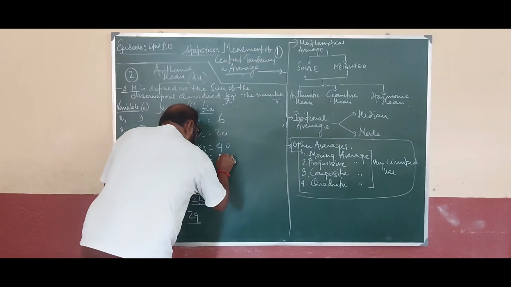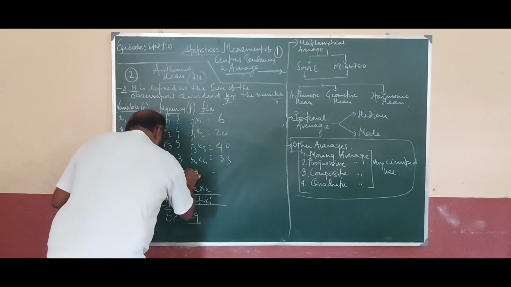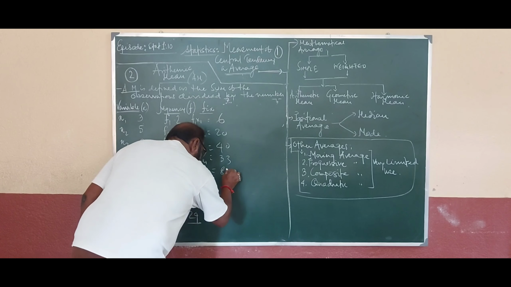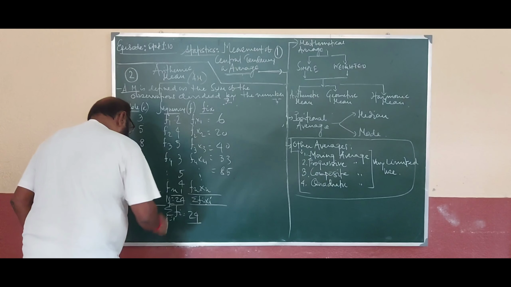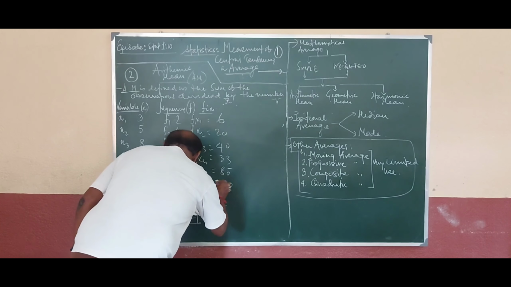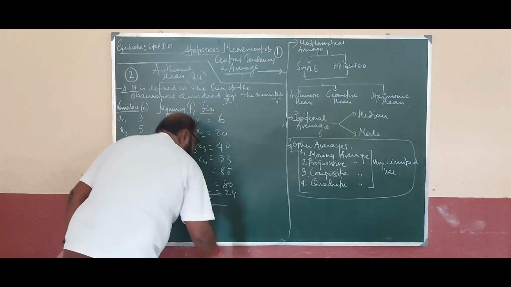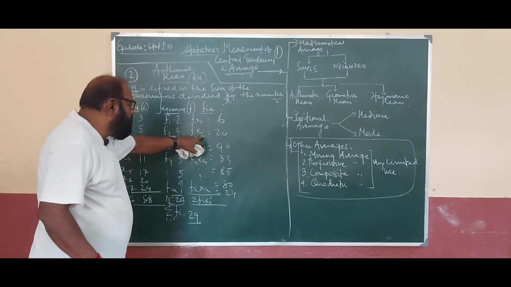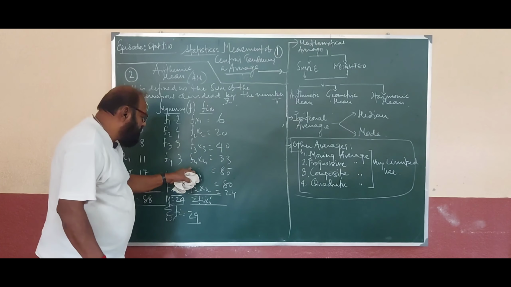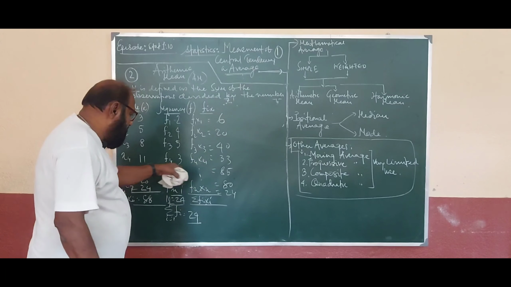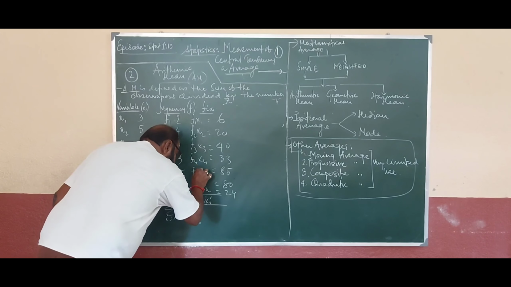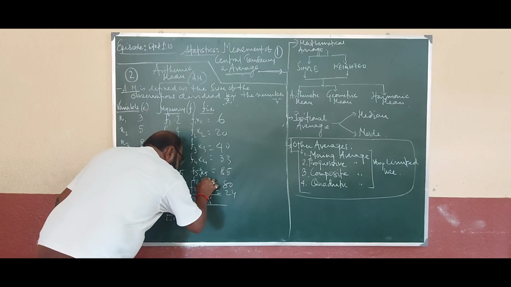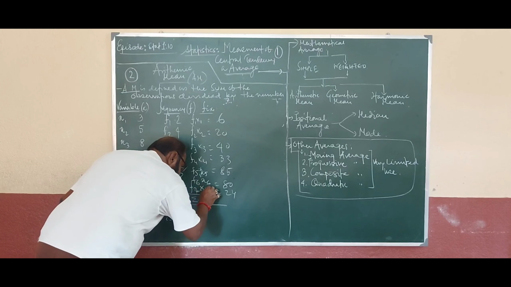11 into 3, 33. Okay. Now say 5 into 17 into 5, 85. 4 into 20, 80. And 1 into 24 is 24. So what we get? We get f1 x1 this much, f2 x2 this much, f3 x3, f4 x4, f5 x5, f6 x6, f7 x7. Okay.